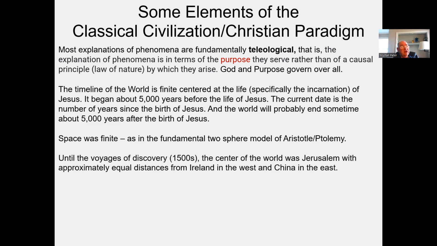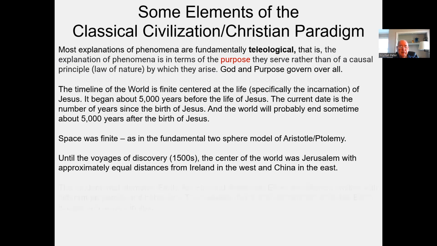Until the voyages of discovery in the 1500s, Columbus and Magellan and all those folks, the center of the world was Jerusalem on all the maps. Approximately, there was Ireland on one side and China on the other, and Jerusalem in the middle. That was basically what the world was like. It was one continuous landmass, with some kind of small ocean between the two, but you wouldn't want to cross it. They didn't know quite how big it was, but it was just one mass, and that was the Earth.